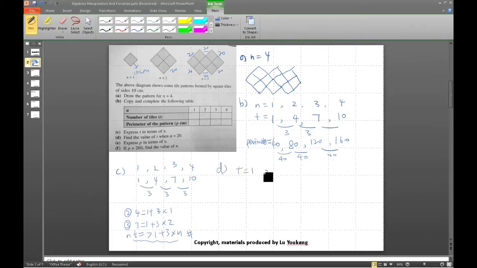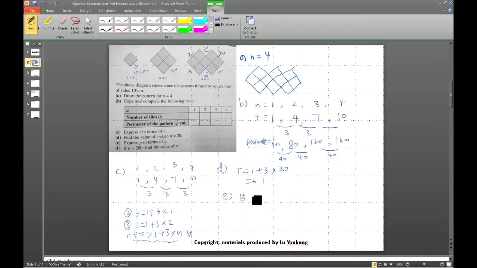Part D, find the value of t when n equals 20. You can make use of the formula found in C. t should equal 1 plus 3 times (20 minus 1). Therefore, it's 58, not 61 here. I have corrected it in the slide.